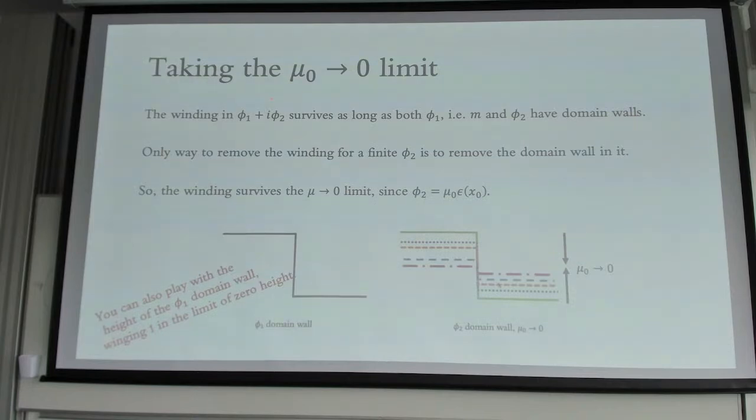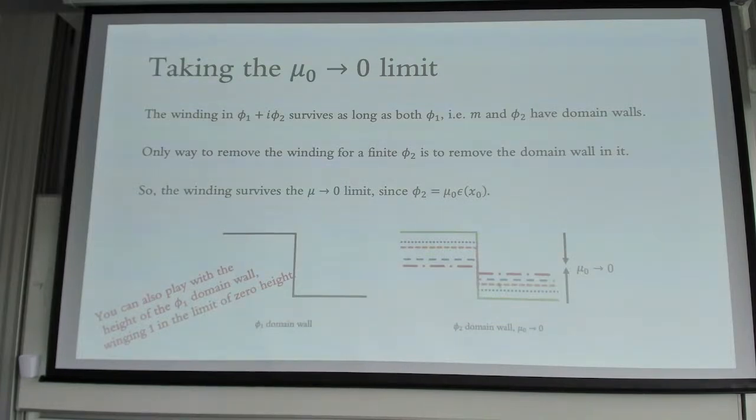And the winding survives taking the mu0 going to 0 limit, because the only way to remove the winding in phi 2 is to destroy the domain wall in phi 2. And so as long as you have a domain wall in phi 2, as you take the mu going to 0 limit, the winding remains.